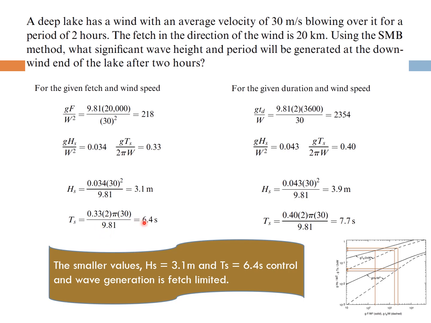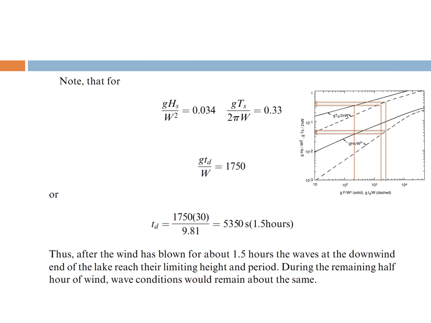So the fetch has control of how much the wave height can develop. So in the same way, we have two values of wave period. The smaller one will control, the smaller one will dictate. So we say that in this particular case, in this deep lake, the wind fetch is the limiting factor, such that for this condition given to us, the significant wave height and the significant wave period are expected to reach these values instead of these values. For the problem that we have just discussed, we say that the solution is fetch limited.